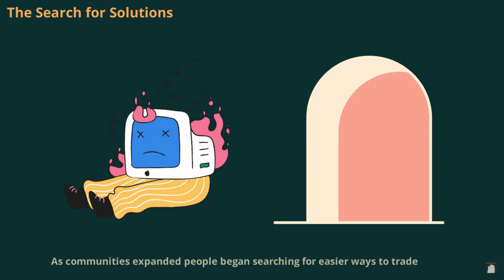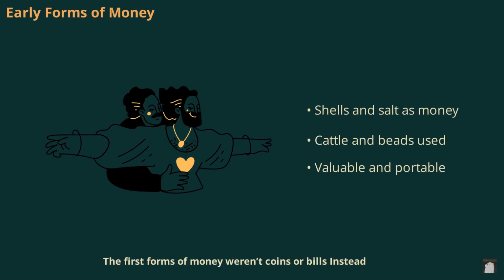As communities expanded, people began searching for easier ways to trade. They needed something everyone would accept in exchange for goods and services. This led to the idea of using objects that had value to most people, making trade much smoother and more efficient. The first forms of money weren't coins or bills.